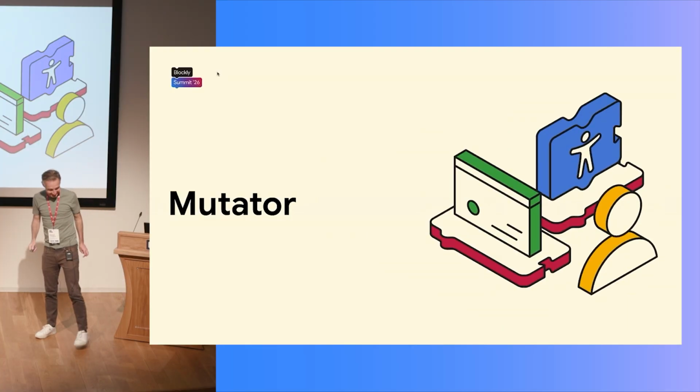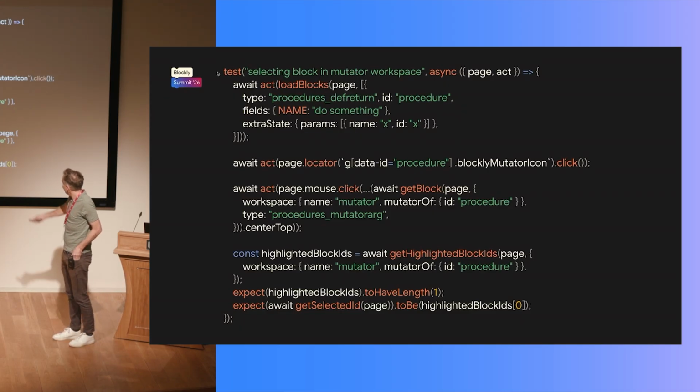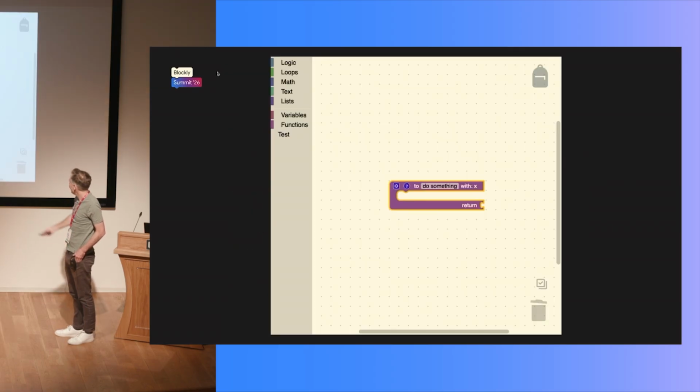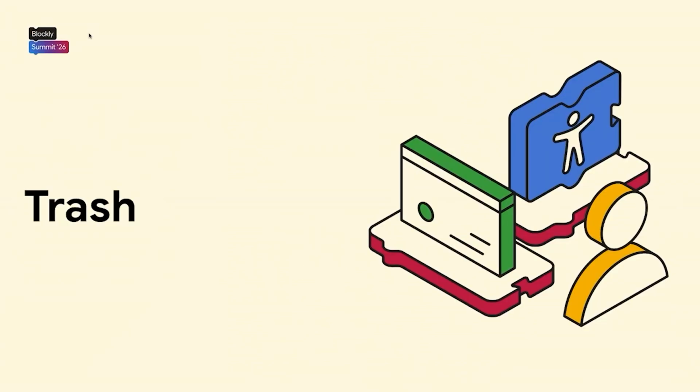Now we've got the mutator. Sorry, I'm looking at the slides a lot, I realize. This one is selecting a block in a mutator workspace. So from a procedure, we're going to grab the block and make sure it gets highlighted, and expect the highlighted blocks to have a length of 1, and expect the selected one to be there. So here we go. It's going to open the mutator and select it. So that's it.